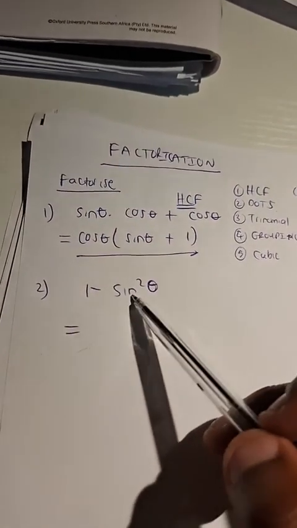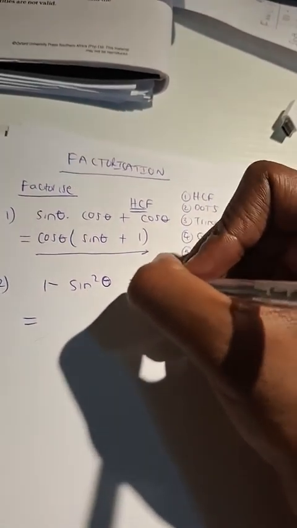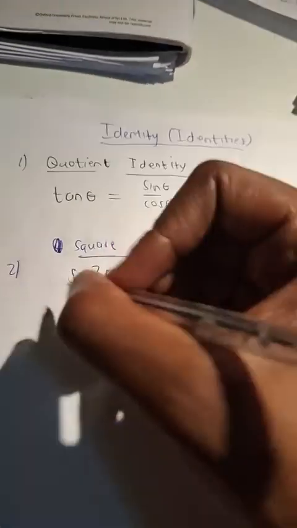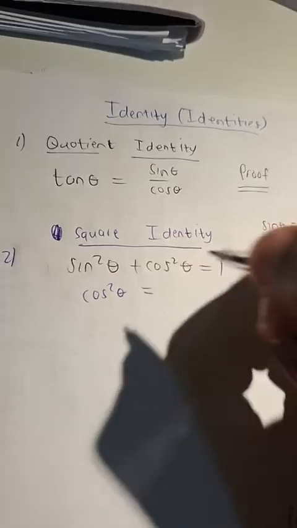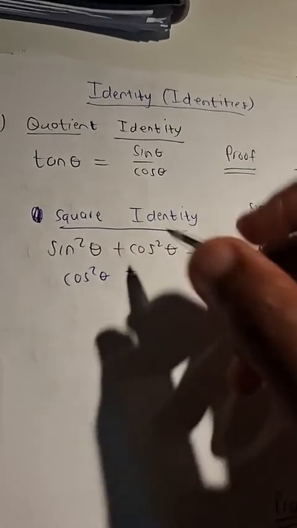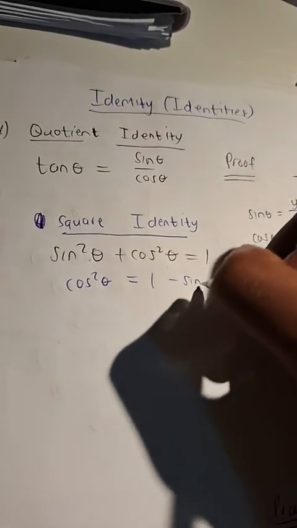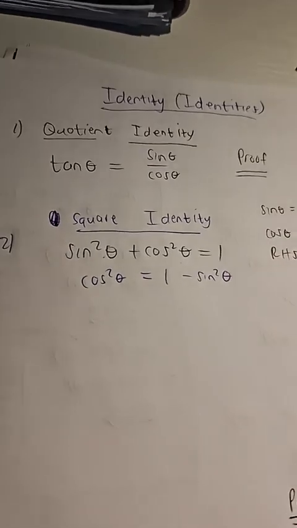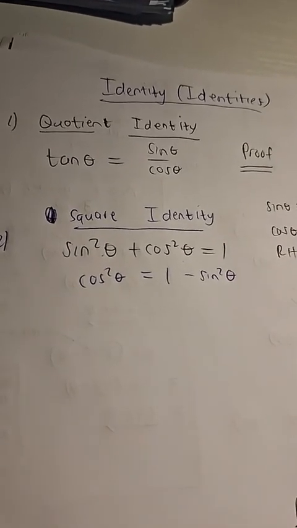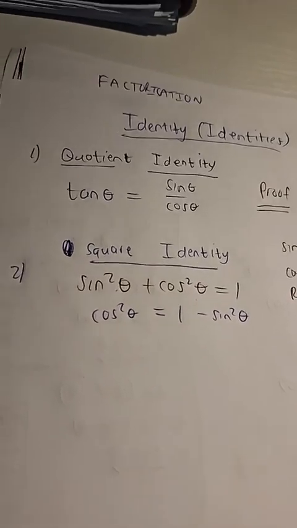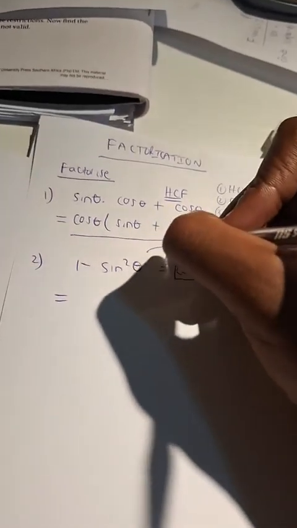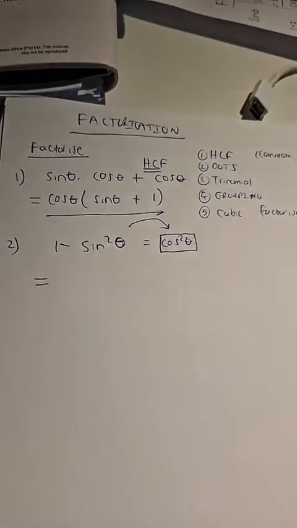Now, obviously, this is the identity, right? We know 1 minus sine squared theta is equal to cos squared theta. You guys should know this because if I make cos squared theta the subject of the formula, that means I take sine squared theta over. So my answer is 1 minus sine squared theta. But I'm not saying you need to give me the identity. I'm saying you must factorize 1 minus sine squared theta. I was just bringing to our attention that indeed 1 minus sine squared theta is equal to cos squared theta.